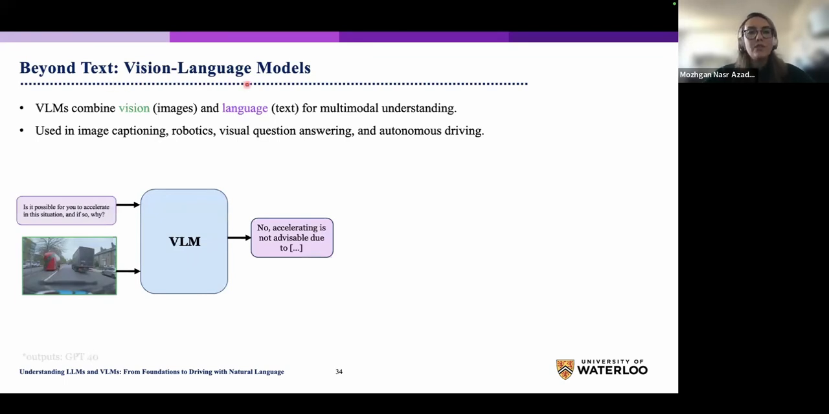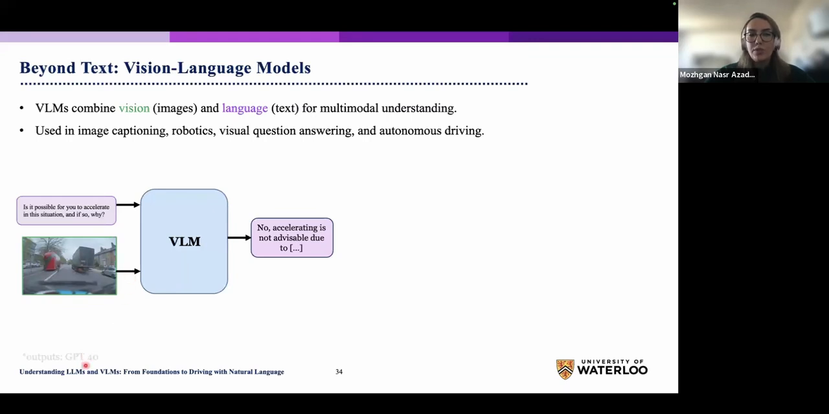At a higher level, these vision language models combine images and text for multimodal understanding, and this opens up new interesting real-world applications such as image captioning, robotics, VQA, which stands for visual question answering, and autonomous driving. So here, instead of text and text, we have text and image as an input. We give it to, let's call it, a blue box VLM for now, and then we get the response, which is text for now, because it's a question and answering task.